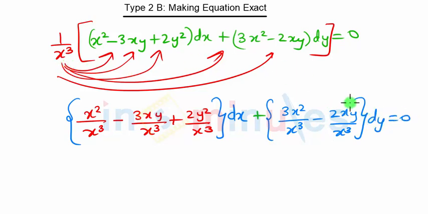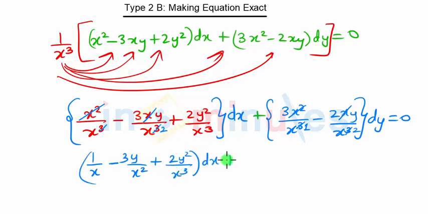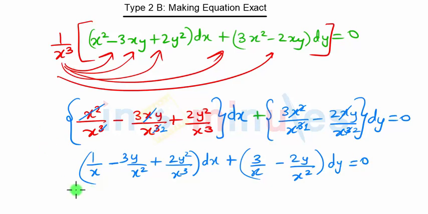This is nothing but multiplying with each term, so here x square gets cancelled and remains only x. So this x and this x will become x square. Here there is nothing to cancel, and here we remain only with x square. So our new equation will become 1 upon x minus y by x square plus 2y square upon x cube into dx, plus 3 by x minus 2y by x square into dy equal to 0. So this is our new M1 and this is our new N1, and now we are again going to find the partial derivatives of M1 and N1.